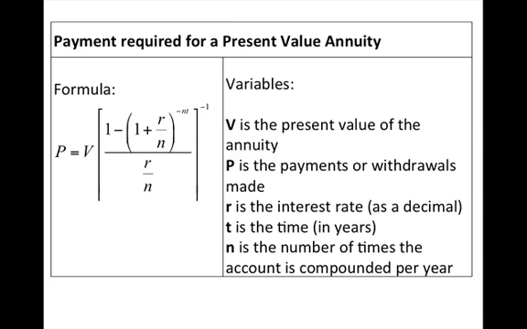So the formula that we mentioned before, the variables remain the same. V is still the present value of the annuity, P is still the payments or the withdrawals that are being made, R is the interest rate, T is the time in years, and N is the number of times it's compounded per year.